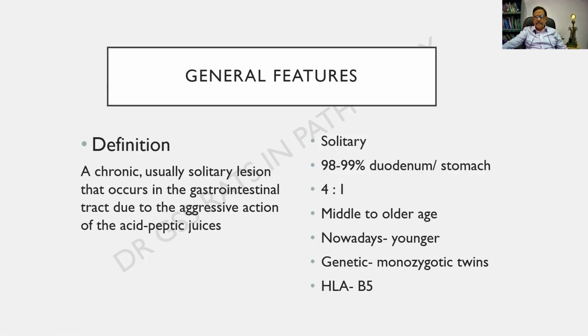98 to 99% occur in the duodenum and stomach. And the ratio of the duodenal ulcer to the gastric is 4:1. It is a disease of the middle and the older age. However, due to the changing ways, nowadays it occurs in a younger population. A genetic etiology has been suggested because it occurs in monozygotic twins and it is associated with HLA-B5.